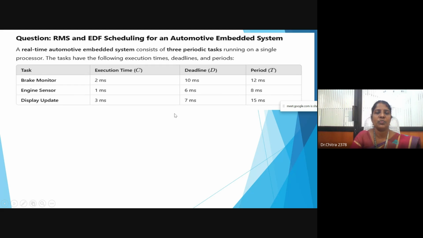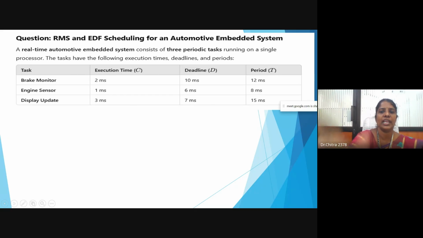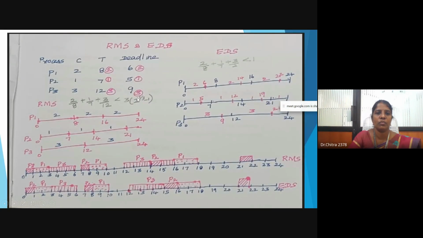I'm going to solve this problem by using the RMS method as well as the EDF method. You are familiar with the RMS method. In the RMS method, no need to take the deadline. You should not take the deadline. Based on the execution time and period only, you are going to solve the problem.